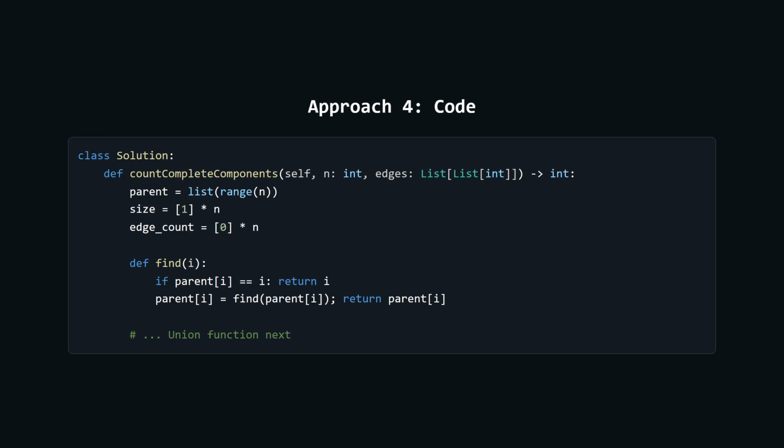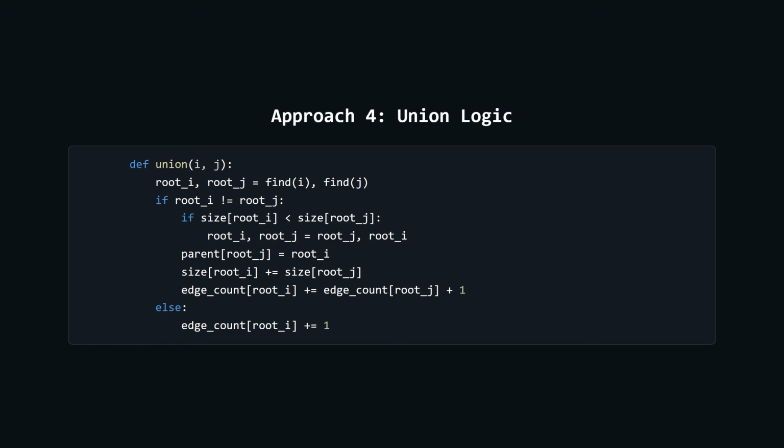Here is the setup for the union find approach. We create arrays to track the parent, or leader, of each group, alongside the size and edge count arrays. The find function just helps us look up who the leader of a node's group is. This is the union function.